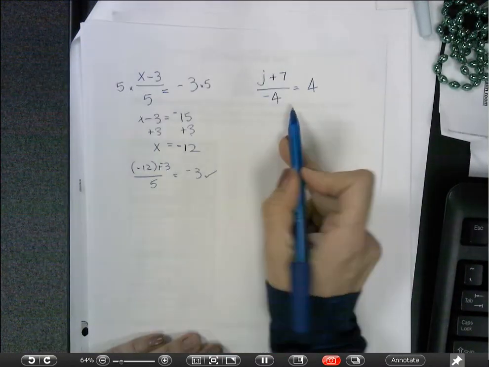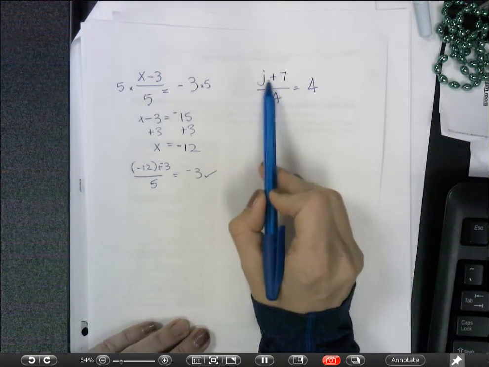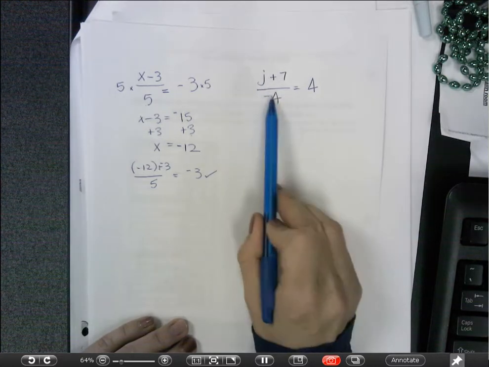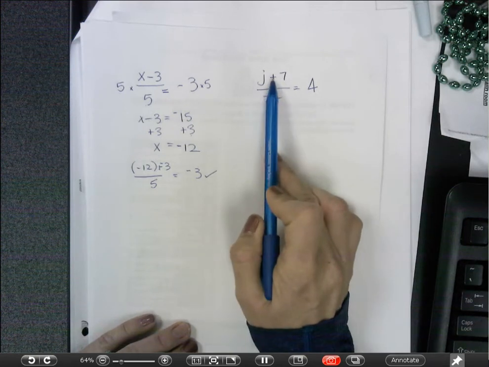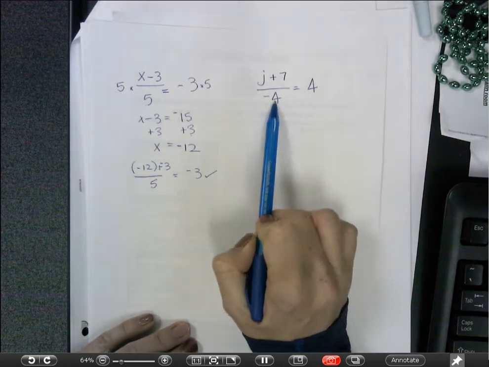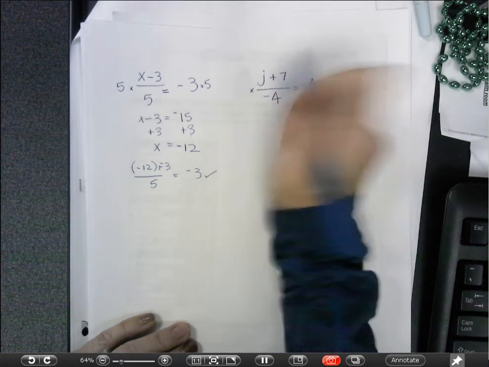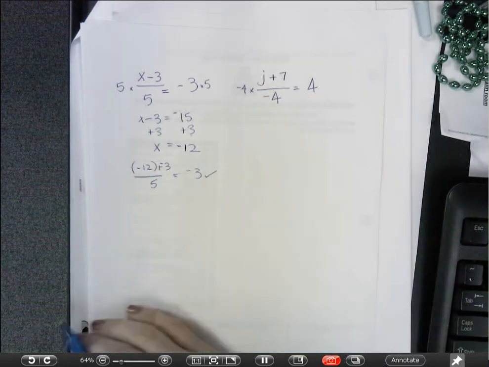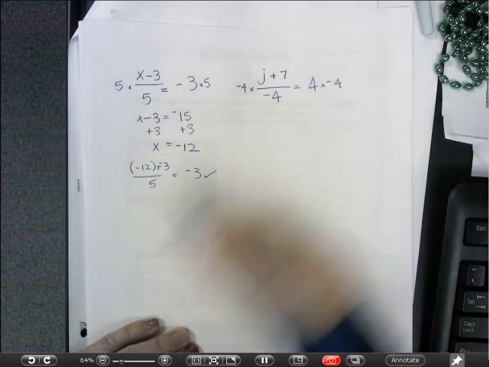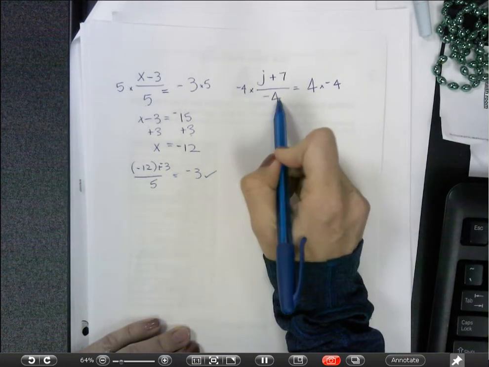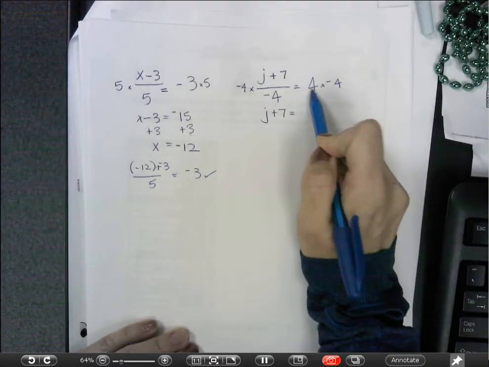Okay, now over here, same thing. I've got my variable up in the top of the numerator of this fraction, so I have to get it out of fraction form in order to be able to do anything to it. So 7 is being added to it, and it's being divided by negative 4. So I want to get this out of there. The opposite of divided by negative 4 is times negative 4. Whatever I do to one side, I do to the other. So this cancels, leaving me with j plus 7 equals 4 times negative 4.